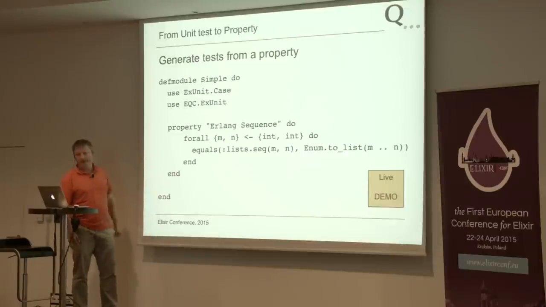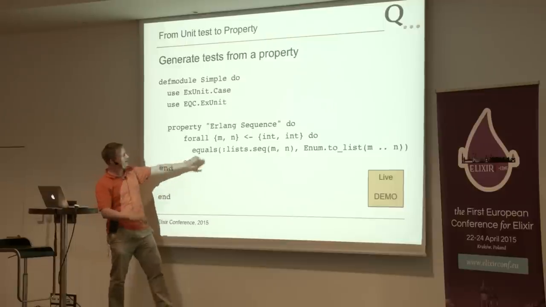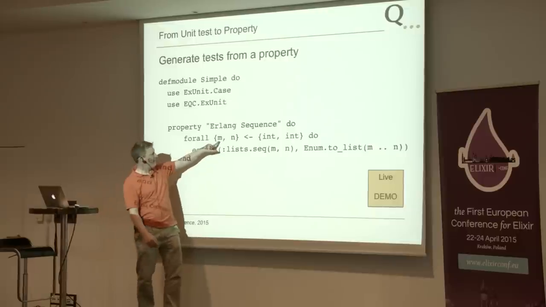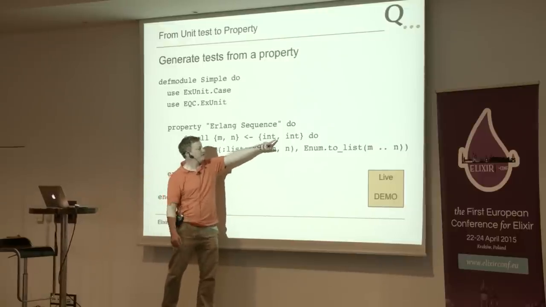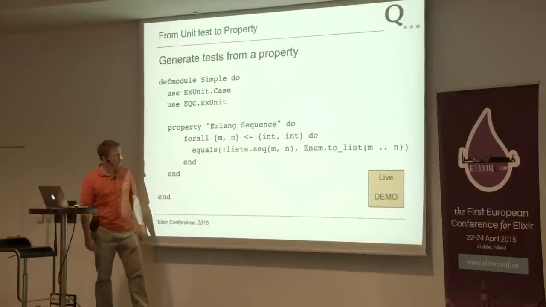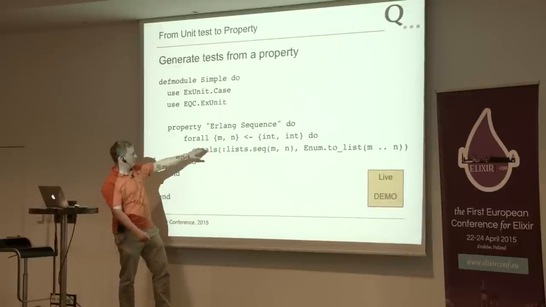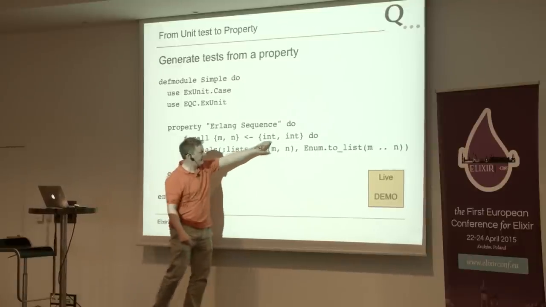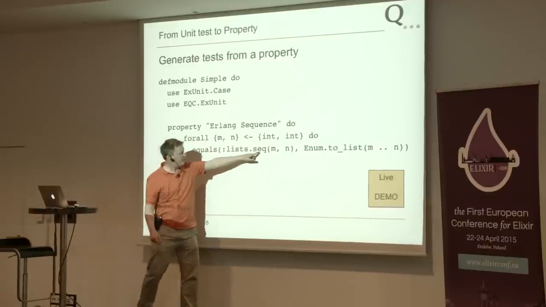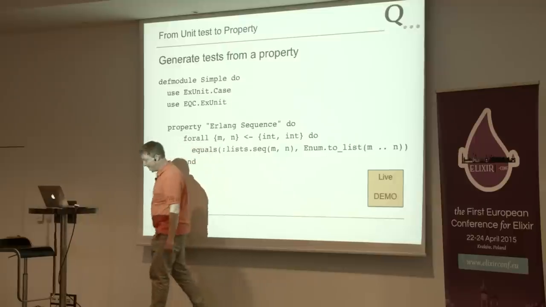And the property would be like a test. So it's not a test, but it's a property. Property Erlang sequence, do. For all m and n, which you take from the domain integers and integers, so this is mathematics, this is back to university, right? You have this question mark A on the upside down. For all those things, m and n, which are taken from those domains, it should better be the case that list sequence mn is equal to list of m dot dot m.